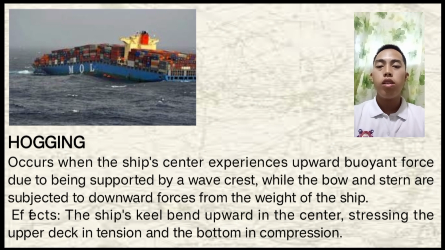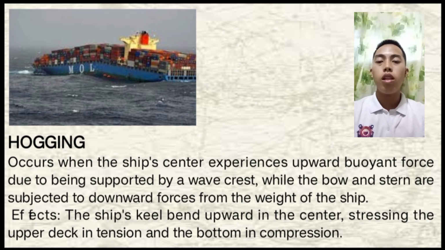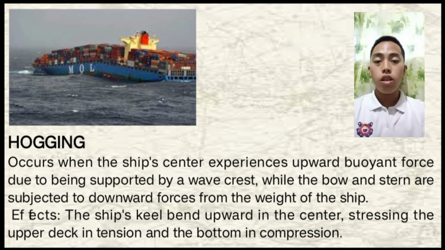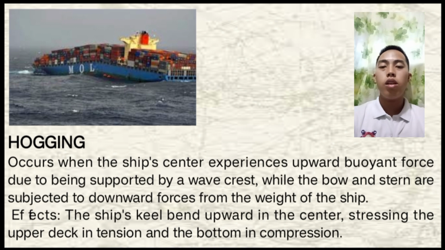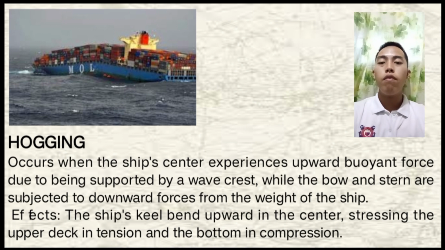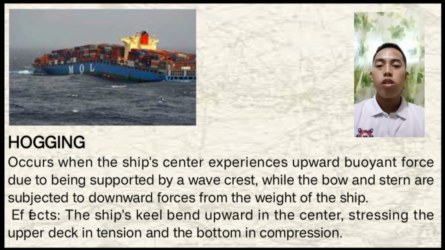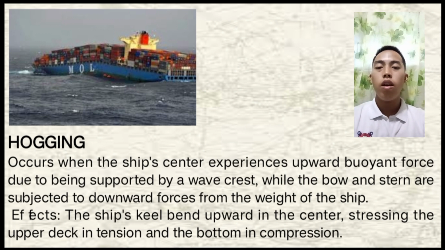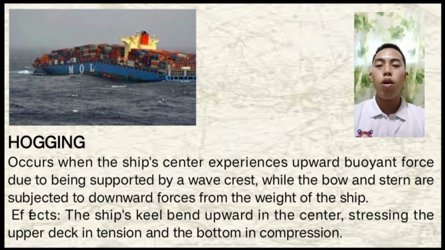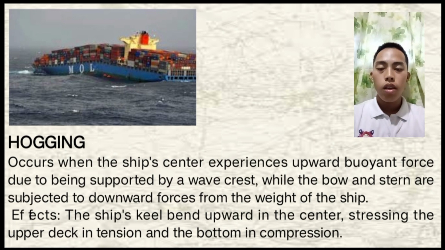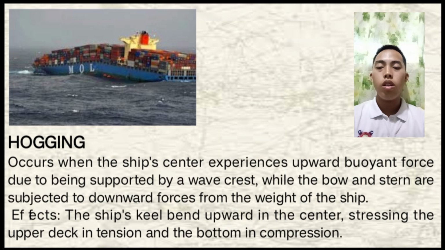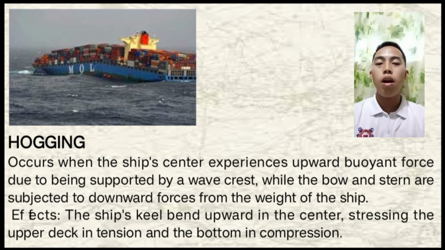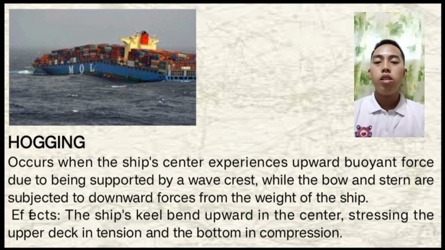So the effect is the ship keel bends upward in the center, stressing the upper deck in tension and the bottom in compression. So hogging is a ship phenomenon where the center experiences an upward buoyant force from a wave crest, while the bow and stern face downward forces, so this is what causes a bending moment, causing tension and compression in the upper deck and hull. So it has the potential to lead to structural damage.